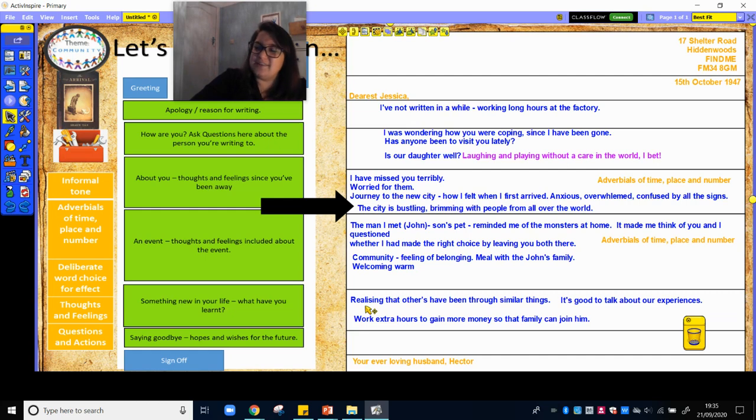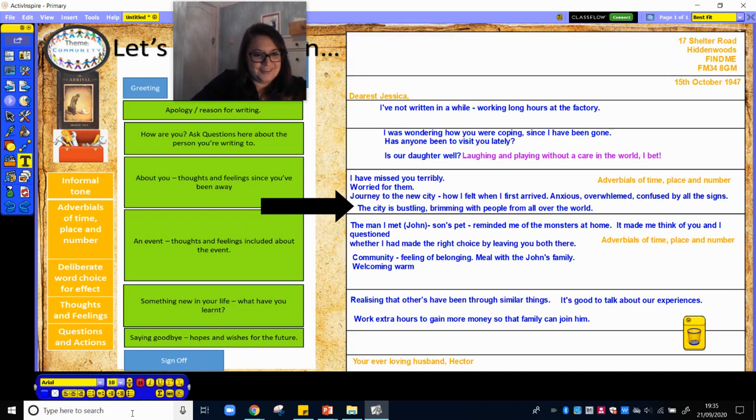I reckon that it will be, I'll work extra hours to gain more money. So yeah, I reckon. See, I use it all the time without realizing. Let's go with that last paragraph. Work extra hours to gain more money so the family can join him. Then I might say something like that.